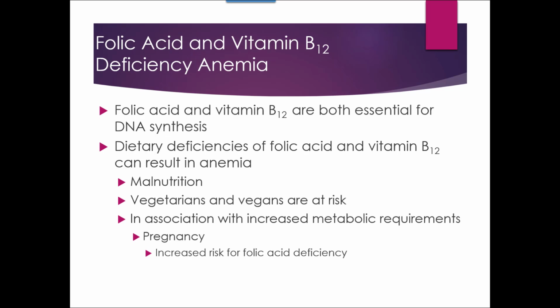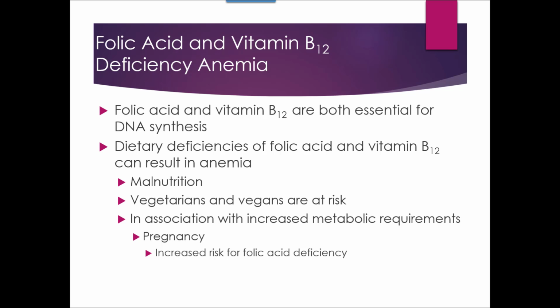So now let's look at folic acid and vitamin B12 deficiency anemia. Similar, but a little bit different. So we know that folic acid and B12 are essential for DNA synthesis. And what happens is that there is a dietary deficiency, and that results in the anemia. So this can come from malnutrition. Maybe somebody is an alcoholic. Oftentimes that occurs in association with alcoholism. Other at-risk groups include vegetarians and vegans.